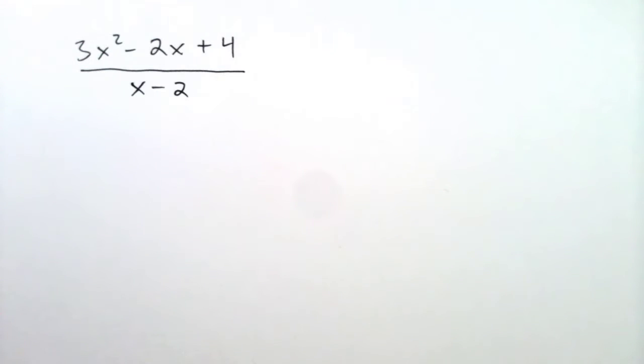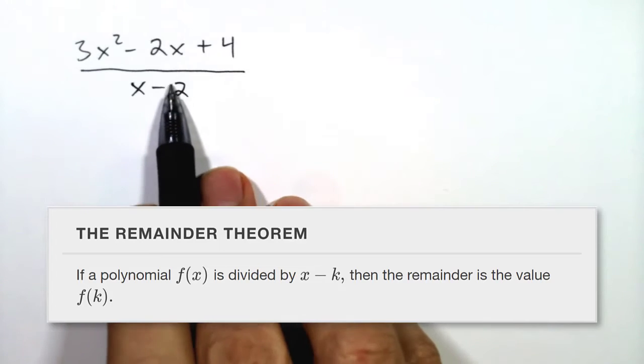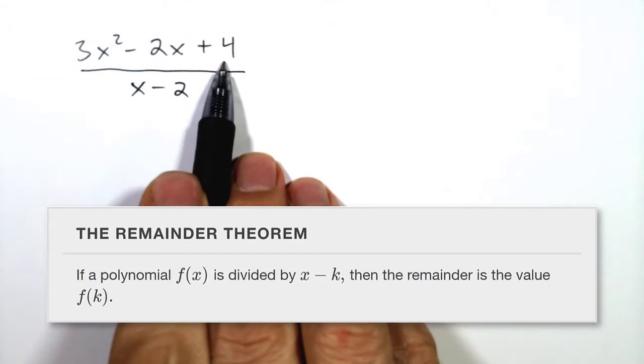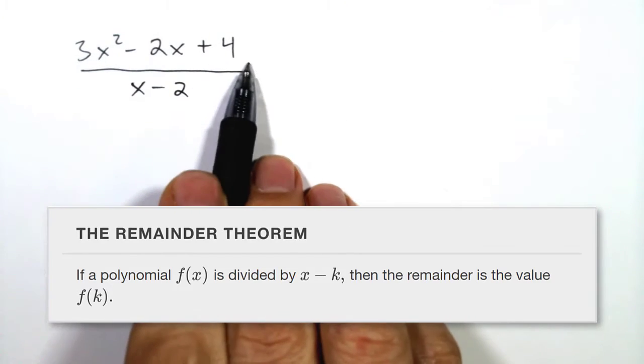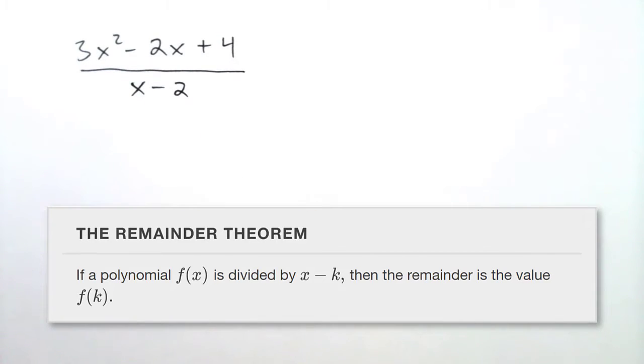How can I see that so easily? Well, the remainder theorem tells us that all we have to do is take this number here, that's our k, and plug it into this function here. This is f of x. I evaluate this function at 2, and I get 12. So I know the remainder when we do this division is going to be 12. Let's carry out the division and see that we're right.